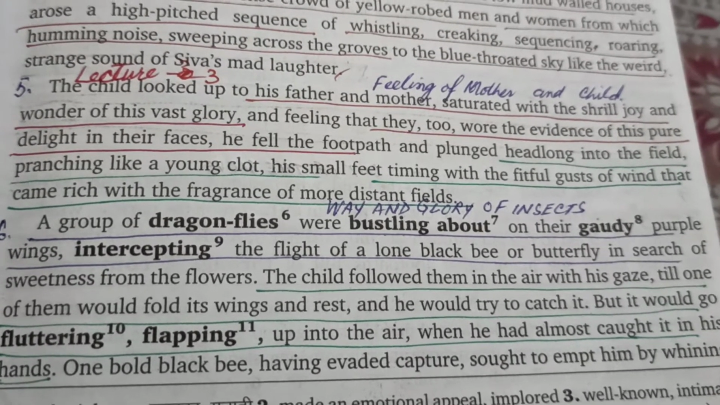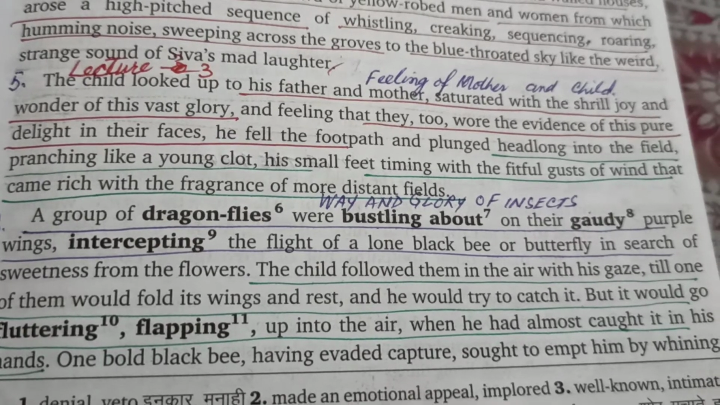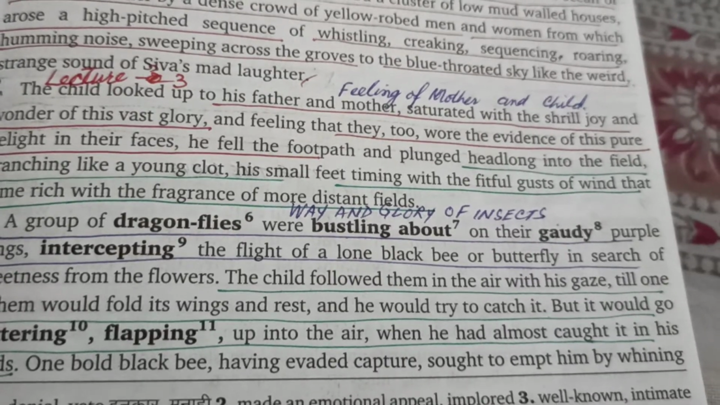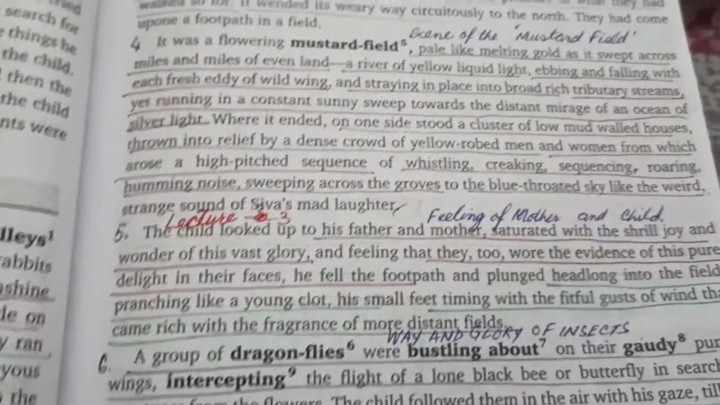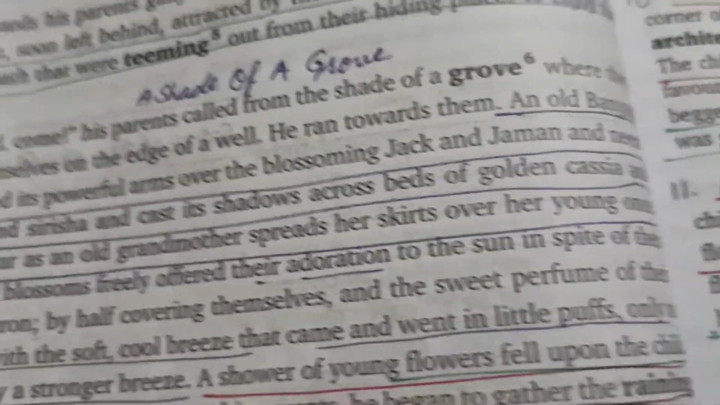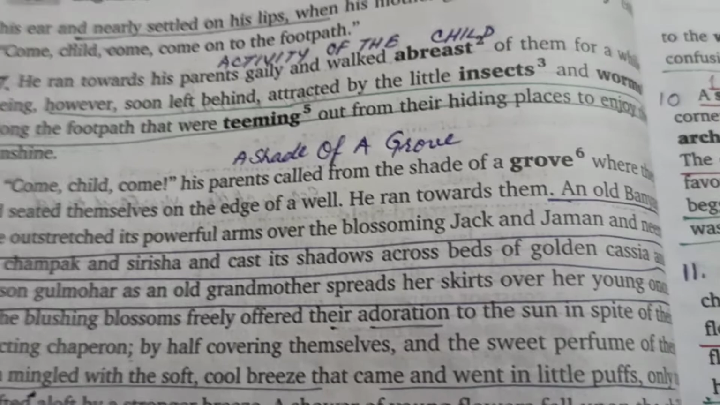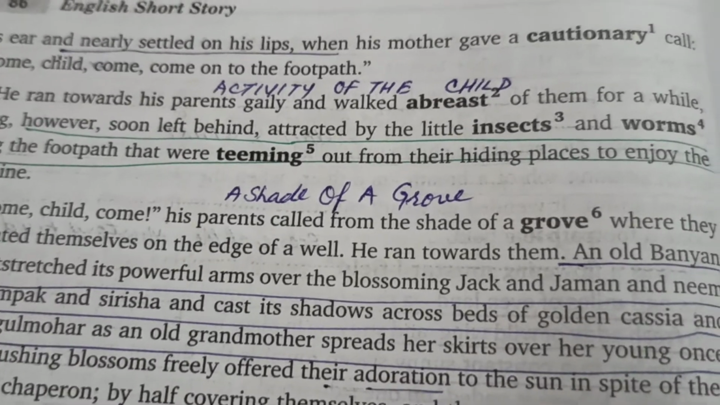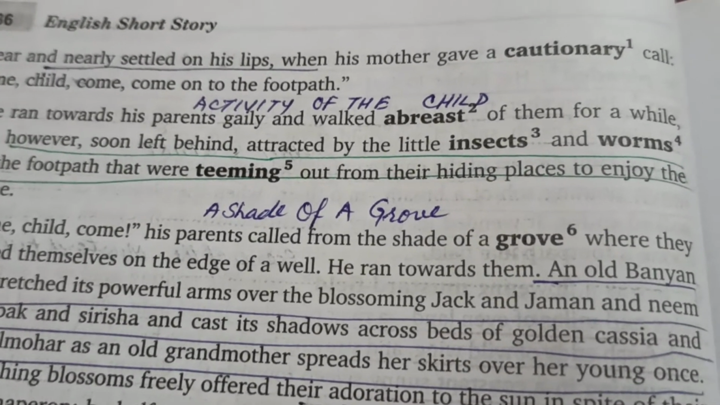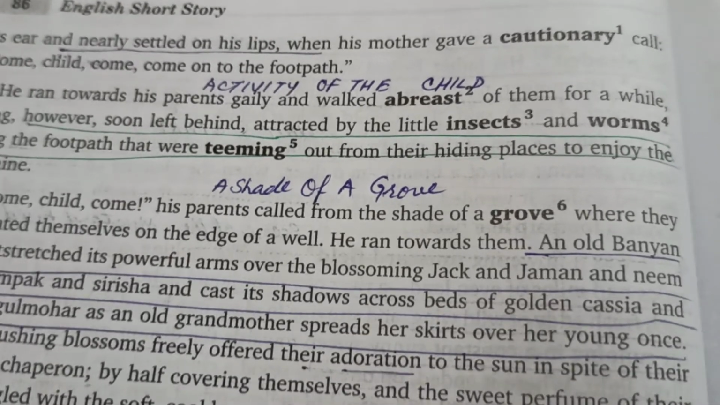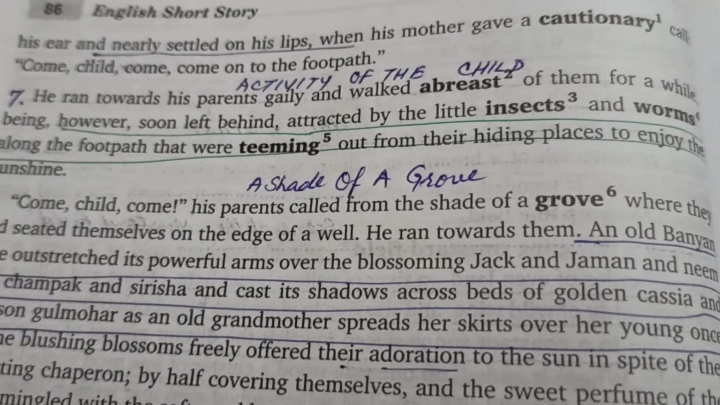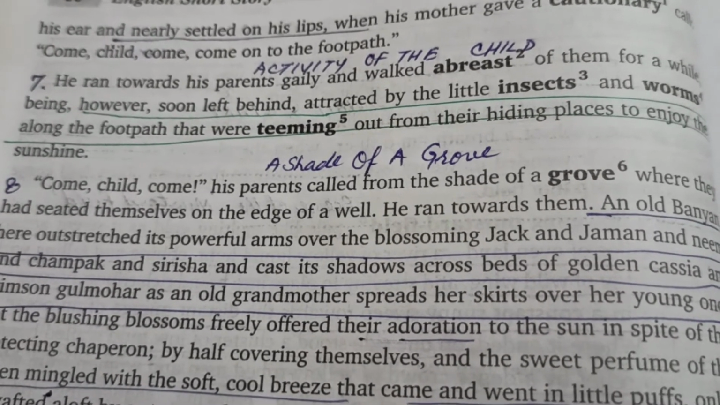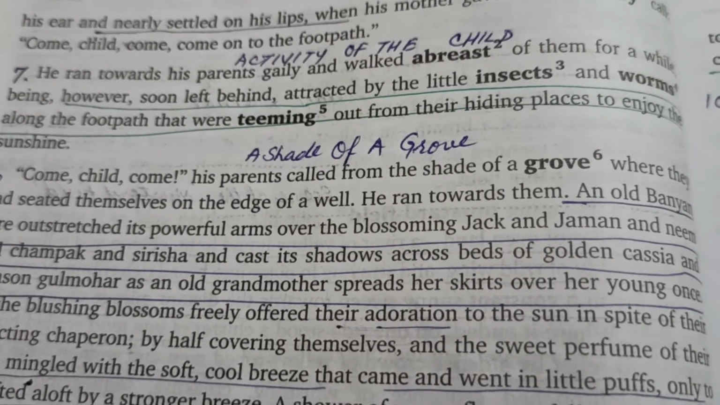Just at the same time, one bold black bee having evaded capture, means escaping from being caught by the child, sought to tempt him by winging its way through the ear of the boy. Means they escaped by giving a whining sound near his ears. One black beetle was going to settle on his lips when his mother gave a cautionary call, "Come, child, come on to the footpath," because the child entered the field and he was chasing the insects. He ran towards his parents happily and walked abreast of them.